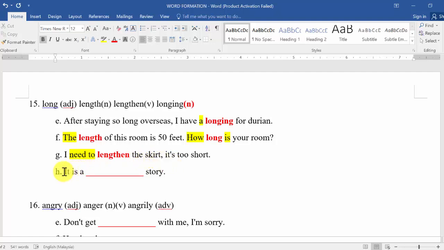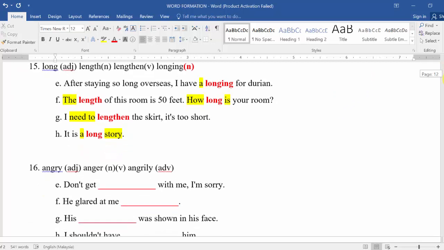Next one. H. It is a what story? You have a determiner here, so highlight your determiner. You have a determiner and a blank. After the blank, the next word is story. Highlight story as well. Story is a thing, is something, so story should be a noun. You have determiner, a blank, and a noun. So your answer should be an adjective, long. It is a long story. Adjective long here is describing the noun at the back, story.